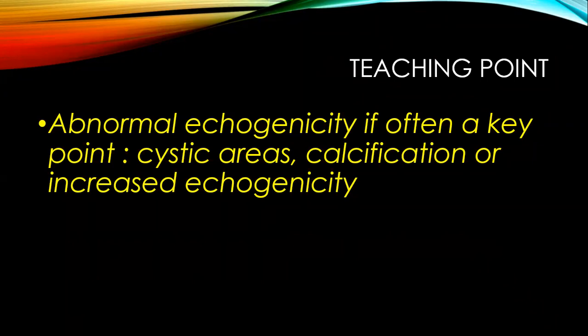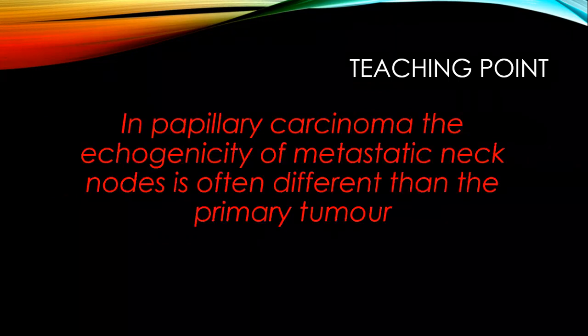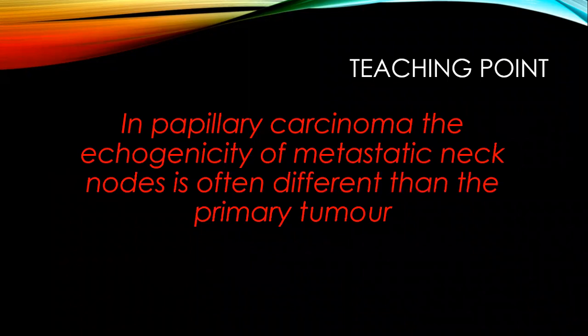Abnormal echogenicity is often a key point. If we see cystic areas, if we see calcifications, and if we see increased echogenicity, then that definitely means that lymph node is not normal. And mostly in PTC, that is papillary thyroid carcinoma, the echogenicity of the metastatic lymph node is often different from the primary tumor. Most of the papillary carcinomas are hypoechoic, so you will note that their metastatic lymph nodes are hyperechoic in most of the cases.